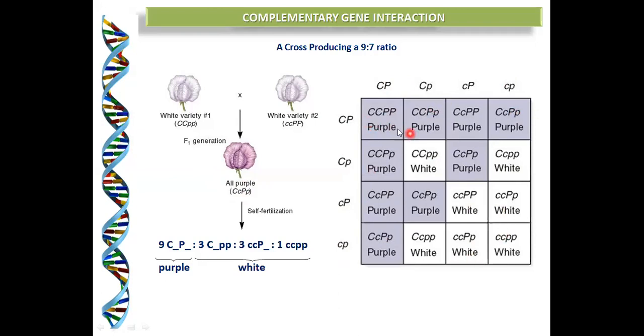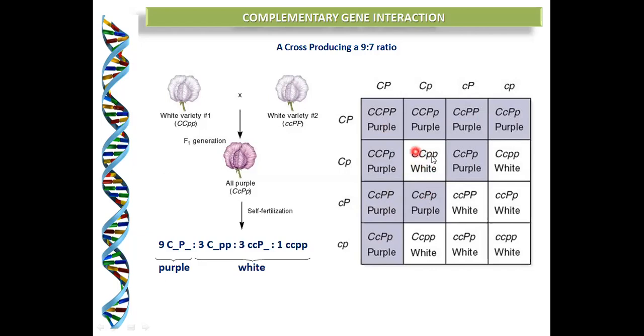So in all those zygotes here, both capital C and capital P are present. Here also, both genes are in dominant condition. Here also, and here also. So in the 9 types, 9 zygotes, all the genes capital C and capital P are in dominant condition, so we will get purple color flowers.